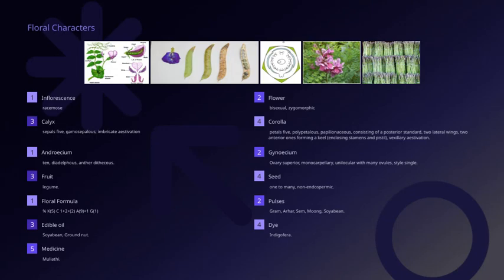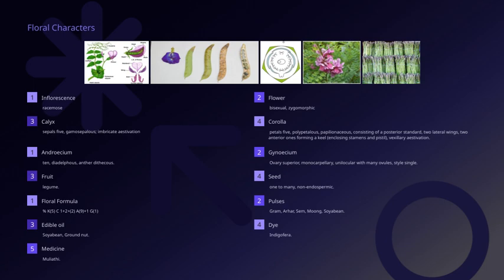Let's take a closer look at Indigofera. It is primarily used as a dye plant, and some common pulses associated with the family include gram, arhar, sem, mung, and soybean. These are important because they form part of our agricultural and nutritional landscape. When we examine the seed, we see that it comes from an ovary that is superior, monocarpellary, and unilocular with many ovules. The style is single, which is a key feature to note.